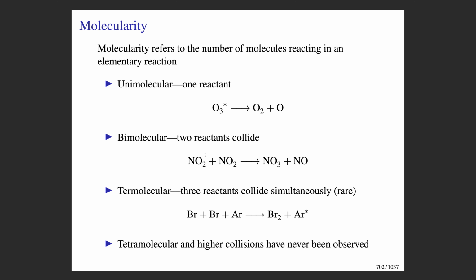And so here we have two NO2 molecules colliding. You get an NO3 product and a nitrogen monoxide molecule. This is bimolecular because two things collide. Here we have termolecular. Three things are colliding together, two bromine atoms and an argon. This is not a very common situation, but they do occur. This is called a recombination reaction. Tetramolecular and higher order collisions have never been observed in nature.